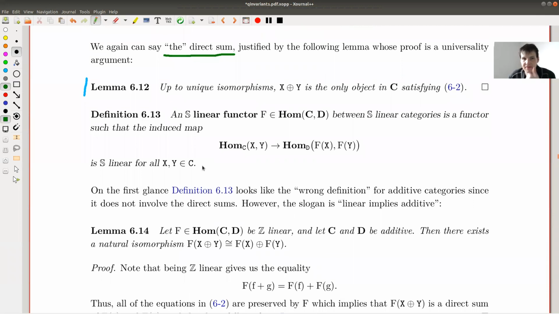Okay, because we are doing really bad on time, let's just run through the usual yoga very quickly. I hope you're used to the usual yoga by now, and this is okay. So let's just do it. Of course, if you have all these notions, then you can define a linear functor, which is exactly what you think it is. The induced map is S-linear.